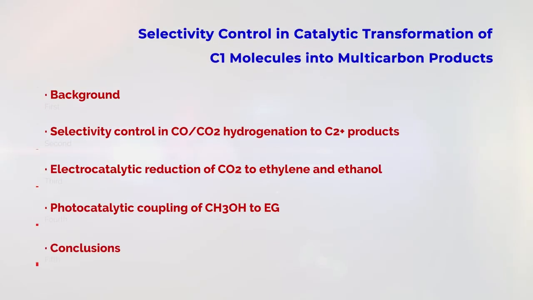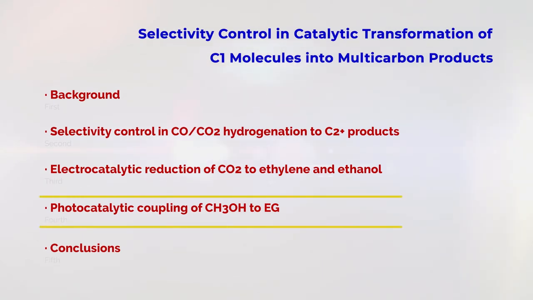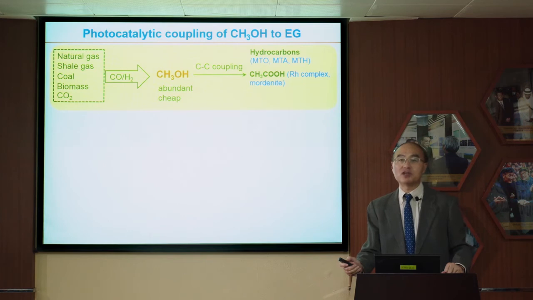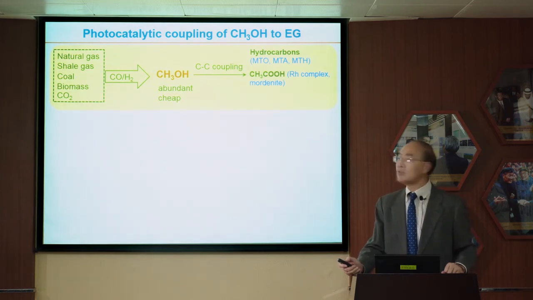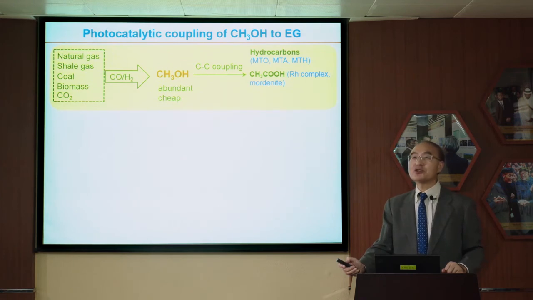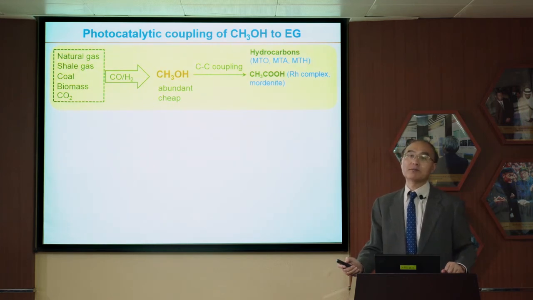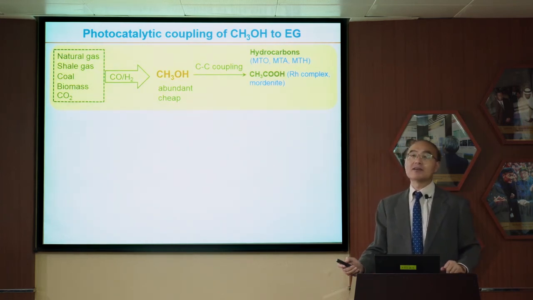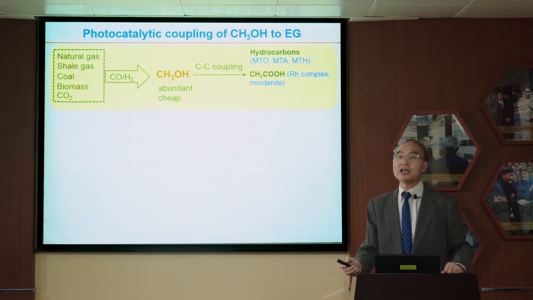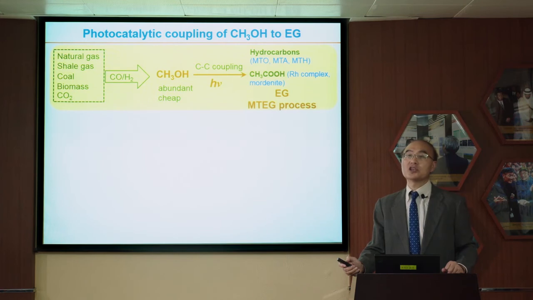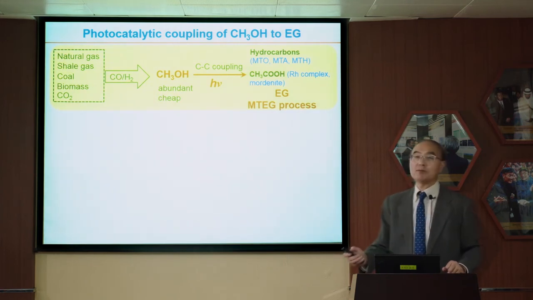Here I move to the last topic of photocatalytic coupling of methanol to ethylene glycol. Methanol is also an abundant and cheap C1 molecule that can be derived from different resources directly or via syngas. Methanol to hydrocarbons such as olefins and aromatics through MTO or MTA process, and acetic acid via carbonylation are well-known processes involving CC bond formation. Here I focus on photoenergy driven methanol to ethylene glycol route. We call this route the MTEG process.